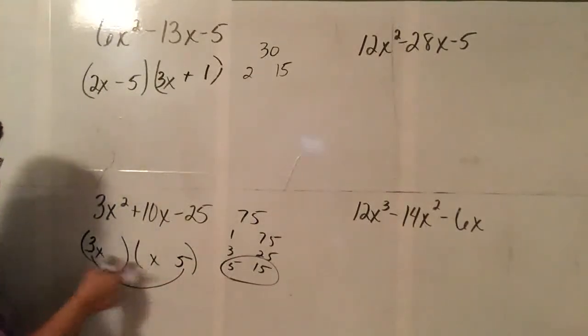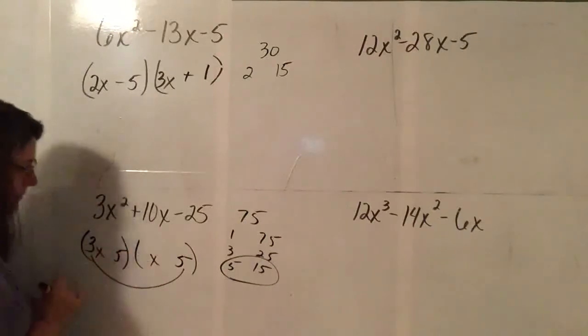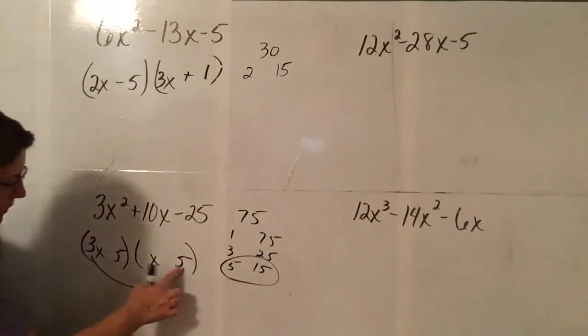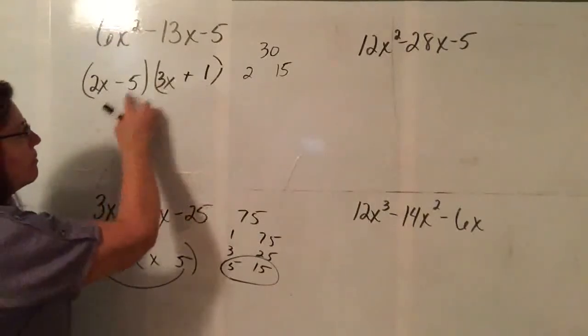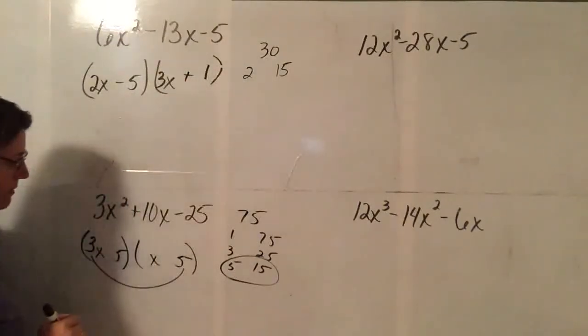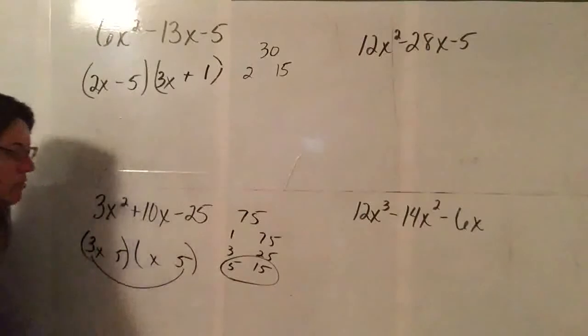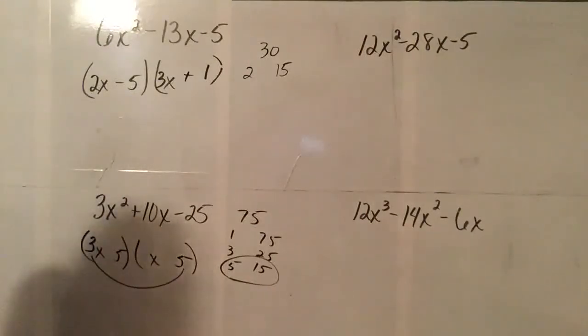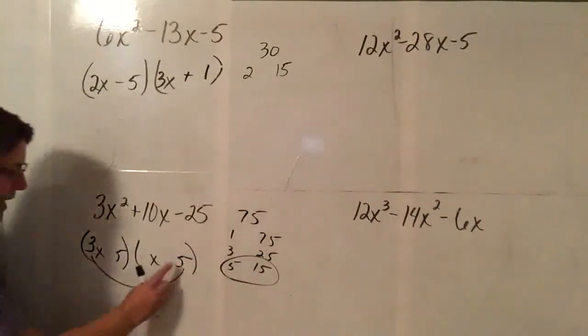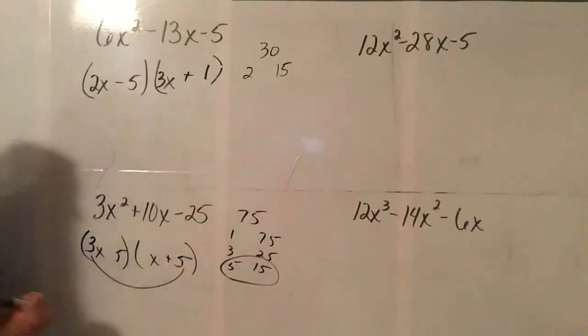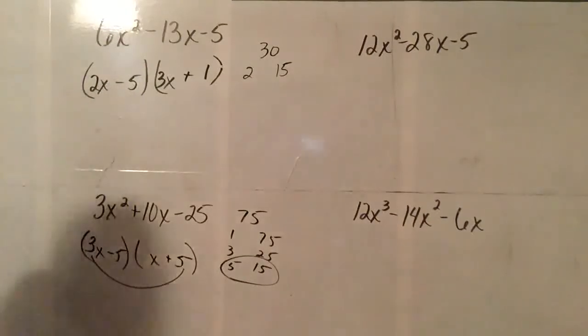1 times what gives me 5? Well, that's 5. Now think about this. What's 5 times 5? Is it 25? Yep. Think about this. 1 times 5 is 5. Okay? My signs are different. If my signs are different, my big number, the 15, gets the plus. 3 times 5 is 15. That gets the plus. That one gets the minus.